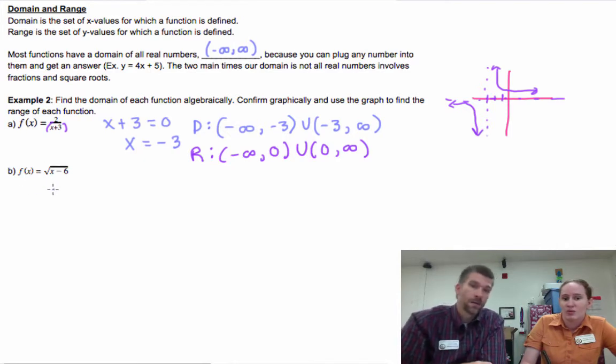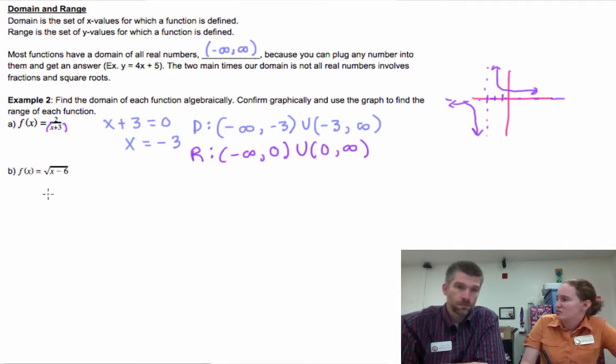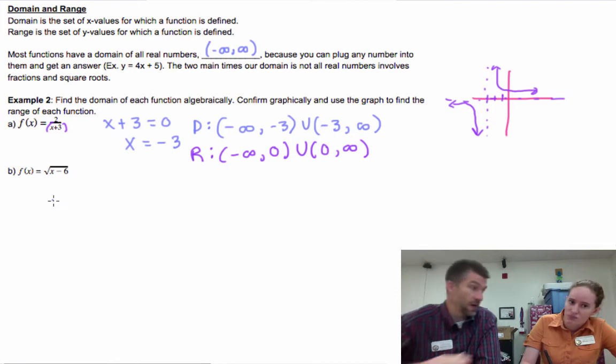Okay, the square root of x minus 6. What's the issue with square roots? The issue with square roots is, for now, we don't know how to deal with a negative square root.